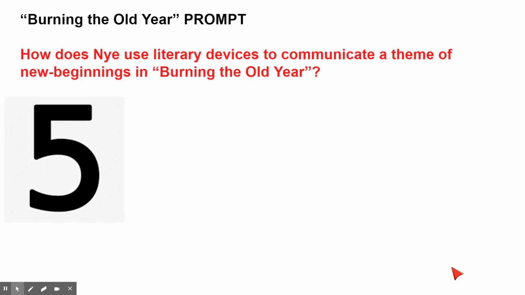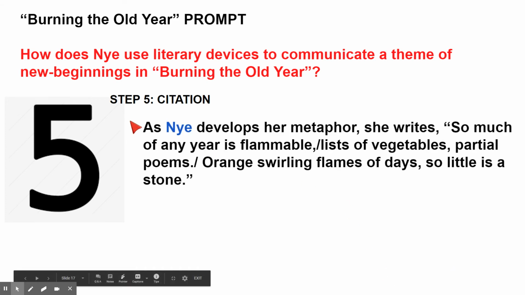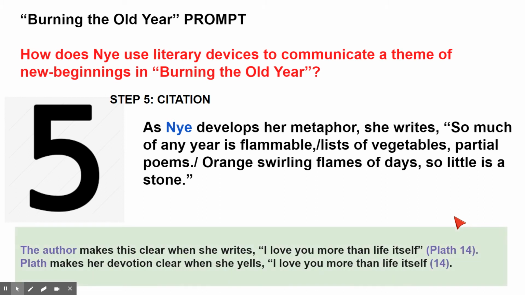So once I've given text evidence, if needed, I'm going to give a citation. So in the speaker tag that I just gave you, I mentioned the author's name. As Nye develops her metaphor, she writes. And then I put in my text evidence. Now, there's no page number on this poetry sheet. So since I've given the author's name here, I do not need to use anything in parentheses. There will be other circumstances where you will need to do that.